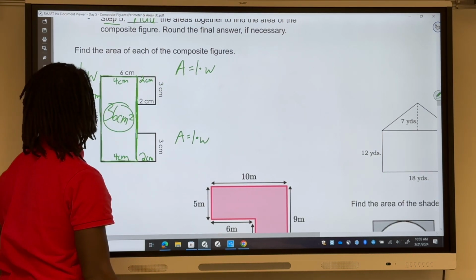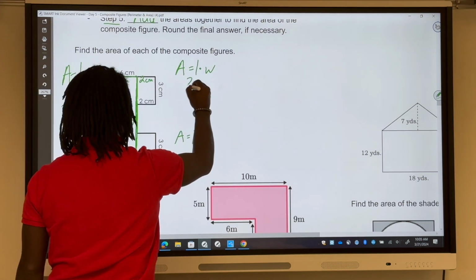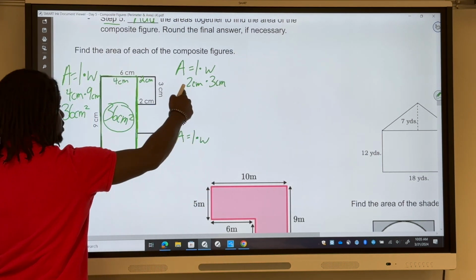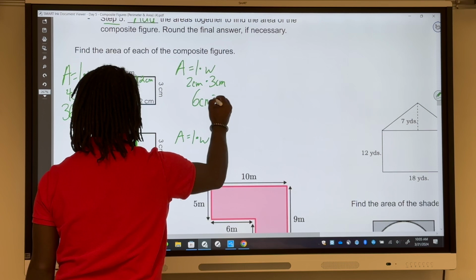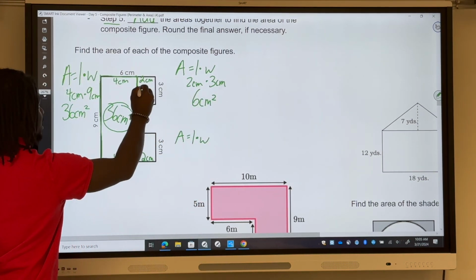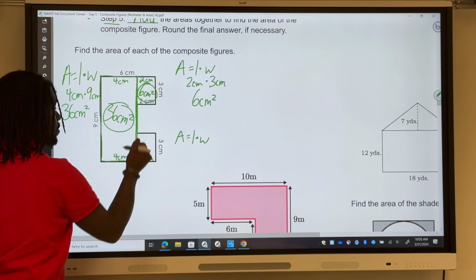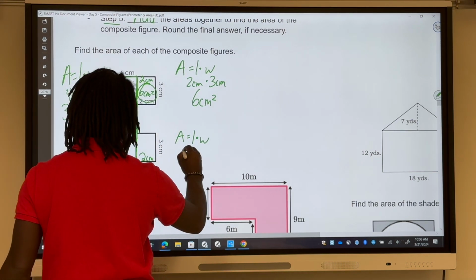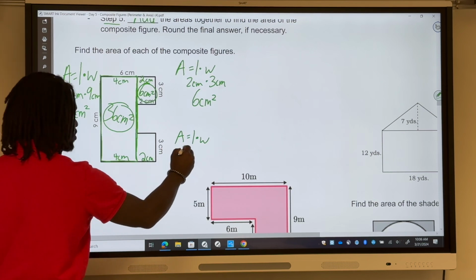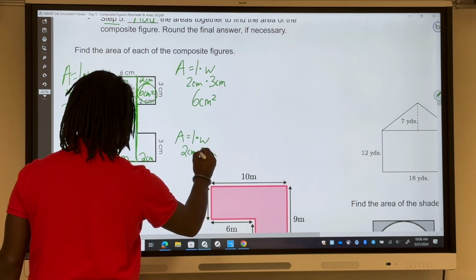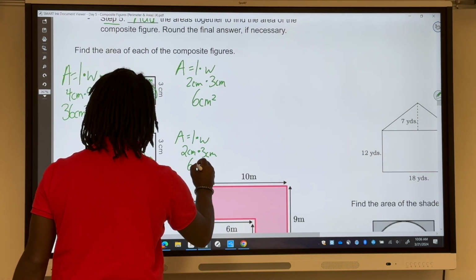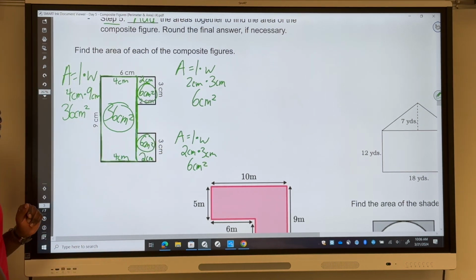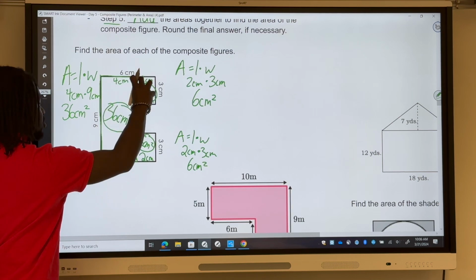Now I do the length times width for my smaller rectangle. Well, length is 2 centimeters times 3 centimeters. 2 centimeters times 3 centimeters is 6 centimeters squared. Okay, so that is the area for this small rectangle. Well, again, we said these were the same, but just for the sake of completing the problem, I'll do it again. 2 centimeters times 3 centimeters. 2 times 3, that's 6 centimeters squared. That is the area for the smaller ones. And so now I have found the area of each piece.